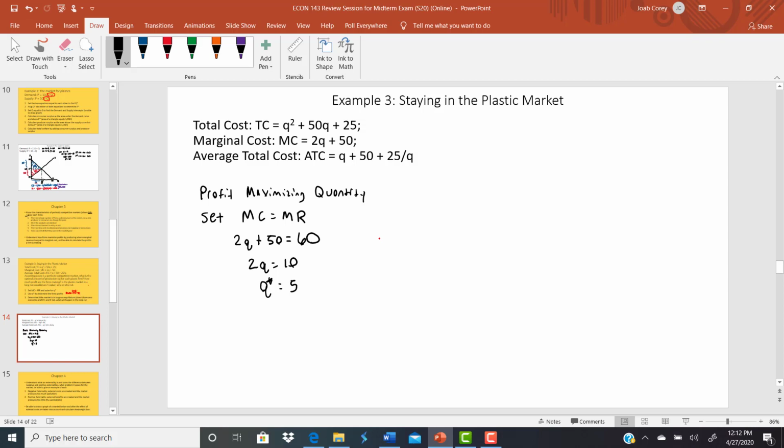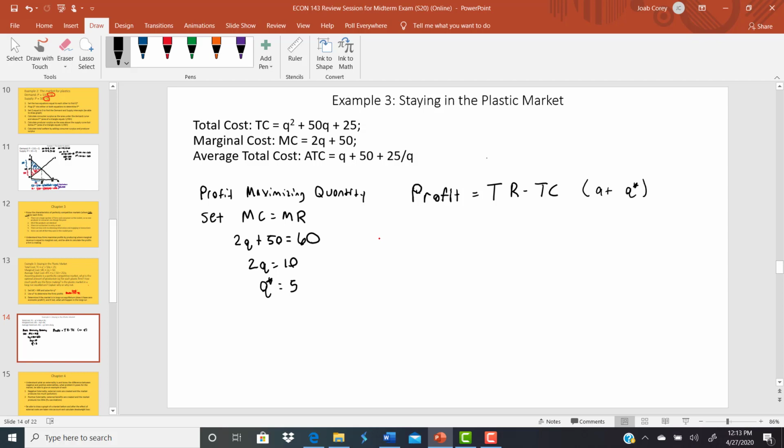Now, if we want to figure out profit, if I can get this pen to work. I don't know if it's running short on batteries or what, but it seems to be struggling here. There we go. So our profit is equal to total revenue minus total cost. Right, and again, we're going to use this formula where we're going to plug in our Q star for each of these equations.